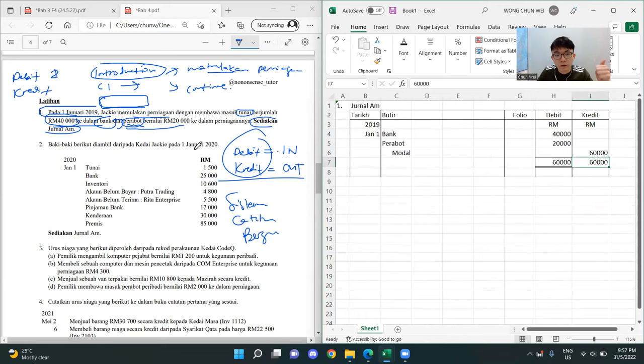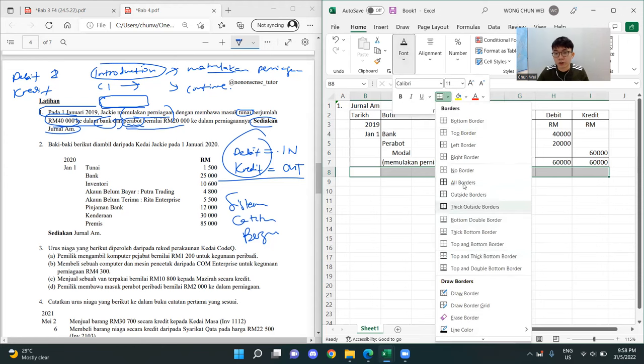Okay, after that, this is what? We must have a keterangan at the end. So you open bracket and write, what is this? We need to explain what is going on. Right, so this one, apa? Memulakan perniagaan. So you just write a quick one. Memulakan perniagaan. This one is to make yourself understand and also for other people to understand what is going on in the business on 1st of January. All right, so like that, done.